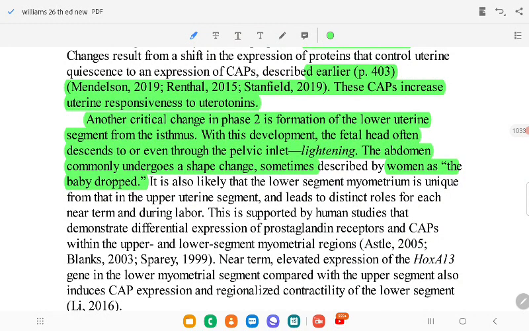Another critical change in phase 2 is the formation of the lower uterine segment, which forms the isthmus. With this development, the fetal head descends through the pelvic inlet. This is called lightening. The abdomen commonly undergoes a shape change, sometimes described as the baby dropping.